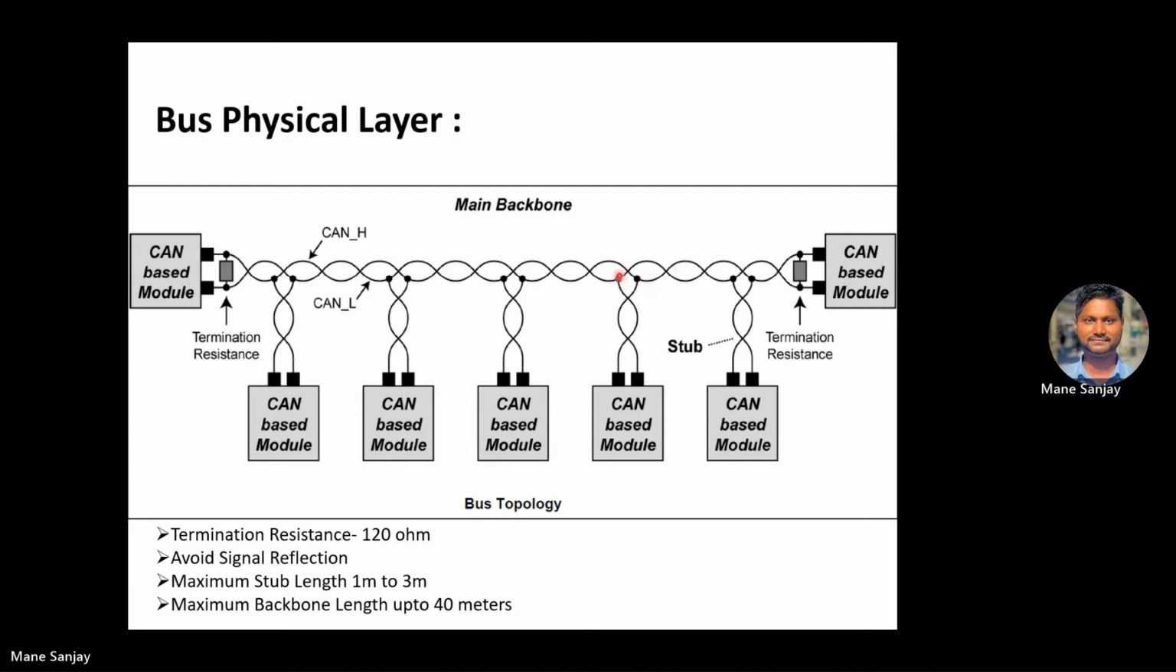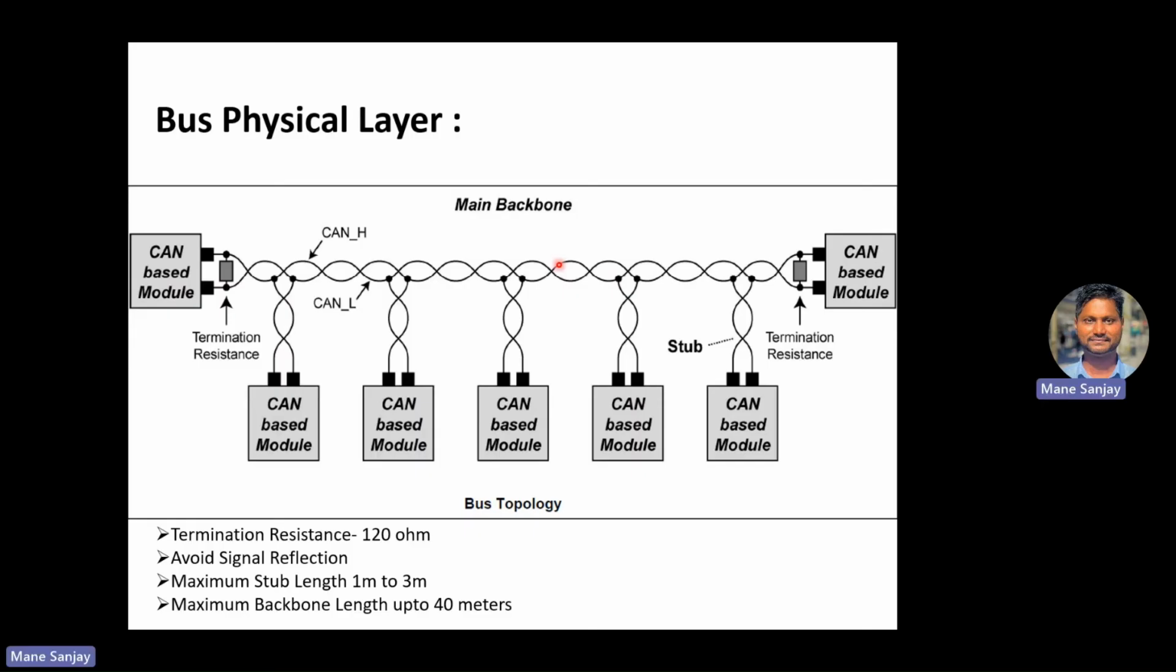And whatever ECUs are connected to this main backbone is basically called the stub. So termination resistance is 120 ohm to avoid signal reflection, and maximum stub length is 1 meter to 3 meters. You can go up to 1 to 3 meters, and this main backbone you can go up to 40 meters. This is what the theory says.